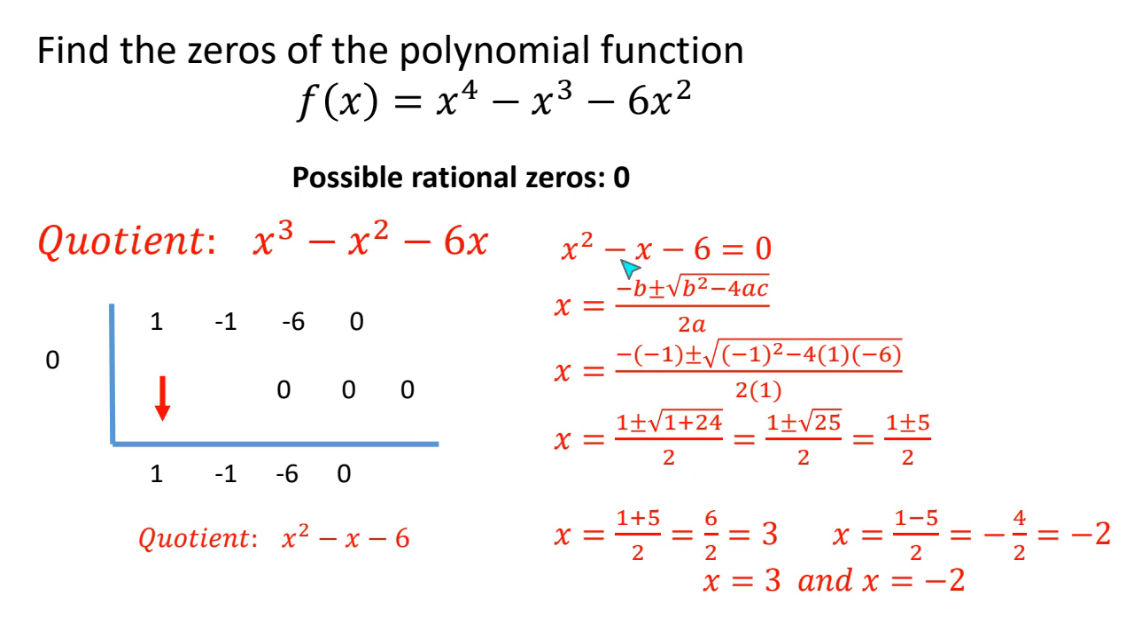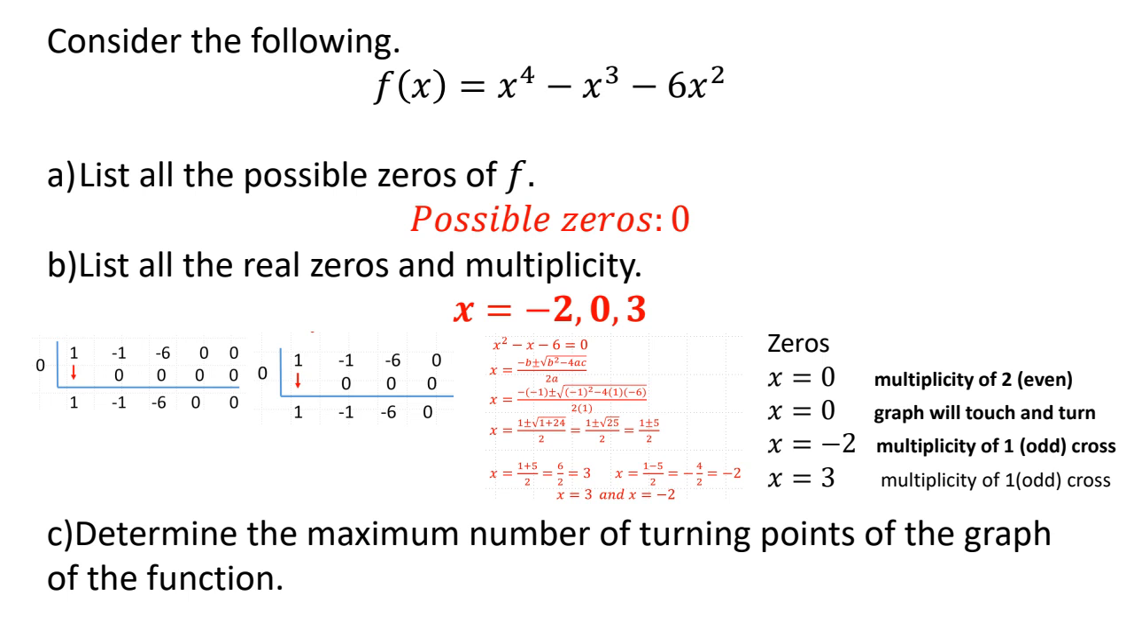So b is negative 1, a is 1, and c is negative 6. So my zeros are x equals 3 and x equals negative 2. I should have 4 zeros. So I have negative 2, 0, and 3. But my 0, we were able to use it twice, once right here and once right here. That means it has a multiplicity of 2, which is even. And so I've listed here that this is going to touch and turn for 0. This one's going to cross, and this one's going to cross.